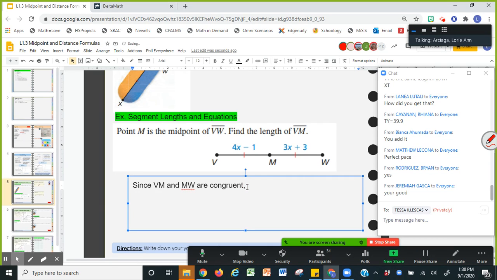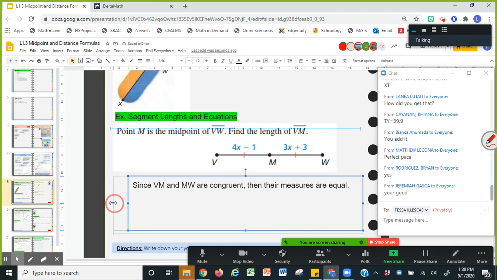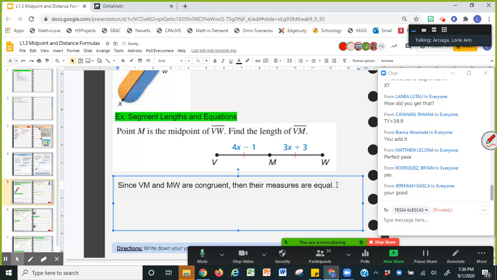Since VM and MW are congruent, then their measures are equal. So if their measures are equal, we would say VM equals MW. And just like in algebra, by substitution, VM has 4x minus 1, right? It shows right here. While MW is labeled by 3x plus 3. So it equals 3x plus 3.